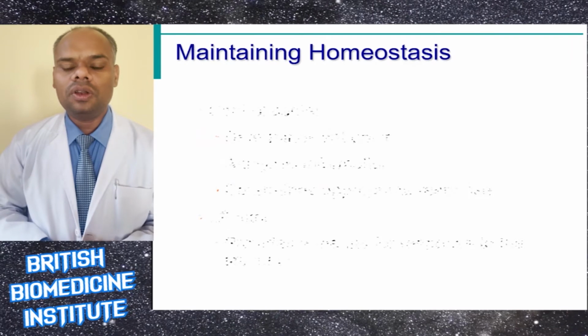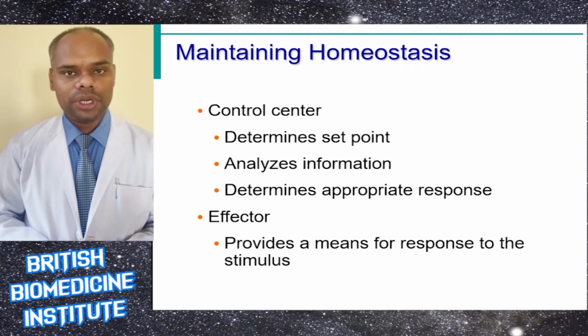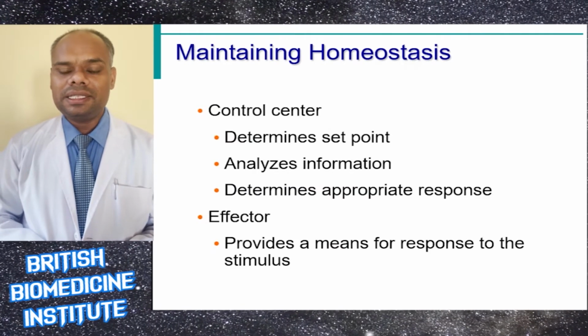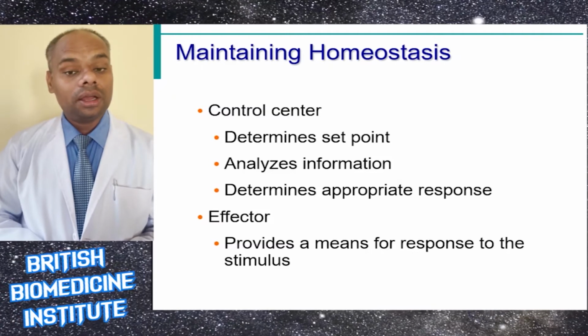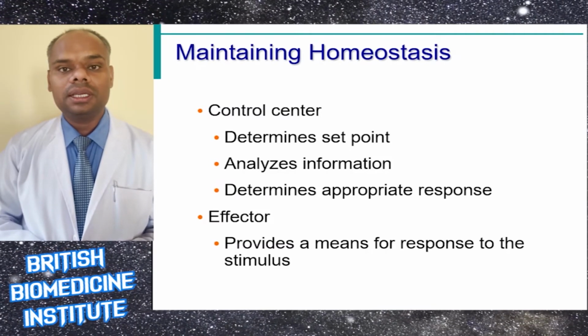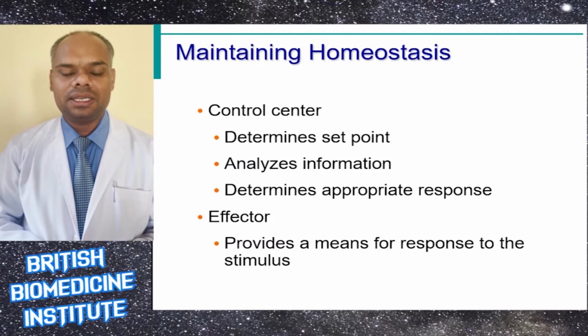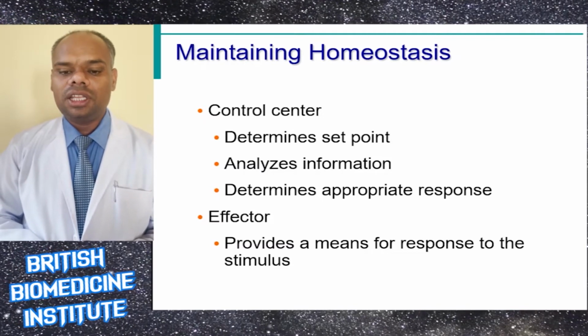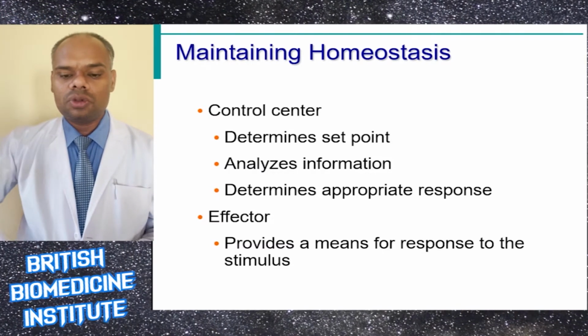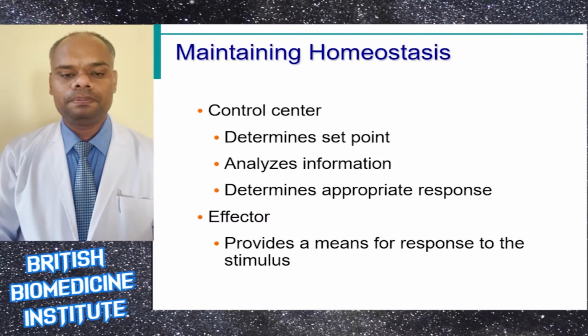The control center will determine the set point. It helps in analyzing the information and determining the appropriate quick response or reaction. Whereas effectors provide a means for response to the stimuli.